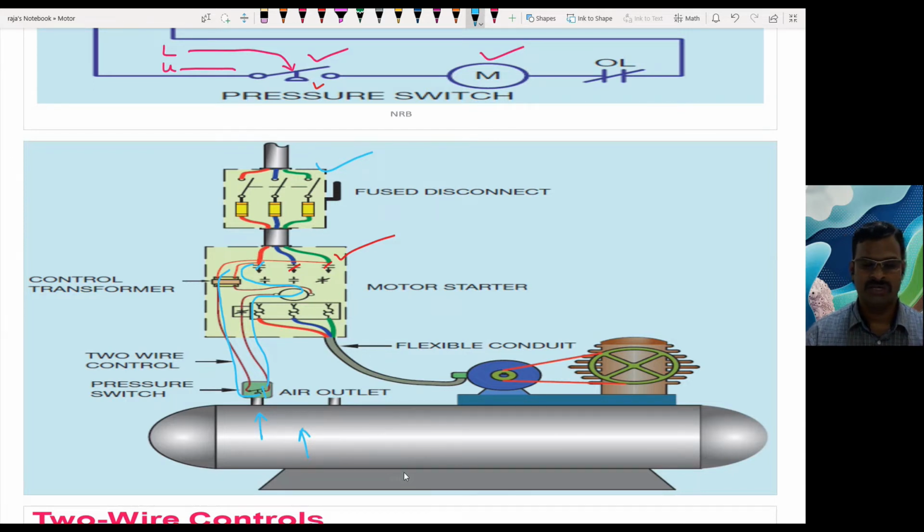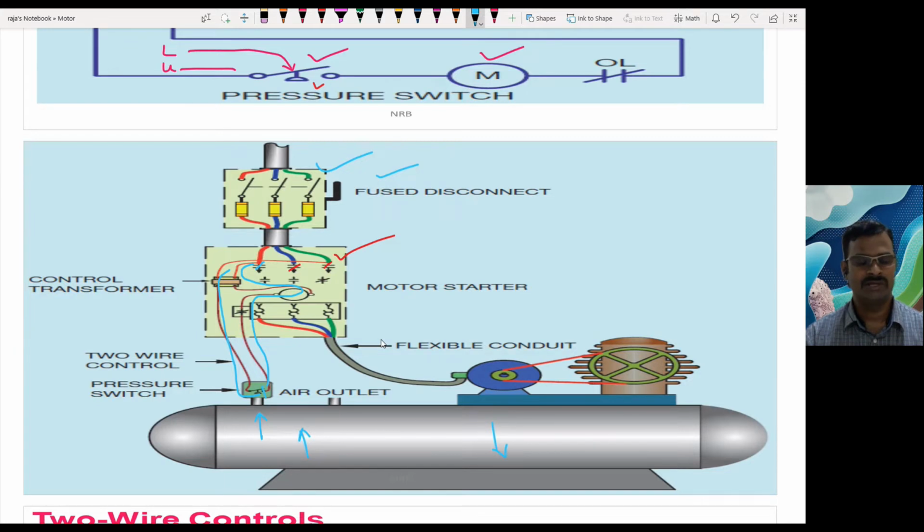When the load consumes air from the reservoir, the pressure automatically drops, and because of this pressure drop, the pressure switch switches the system on again. This operation goes on until you open the circuit from the fused disconnect. We don't have any latching system here. Based on one particular physical condition, the circuit is closed and opened automatically. This kind of system is called a two-wire control.